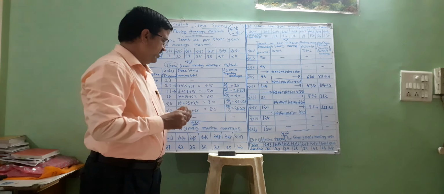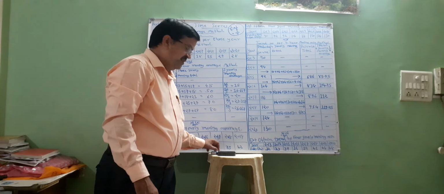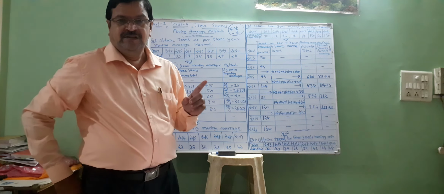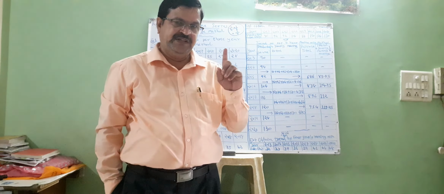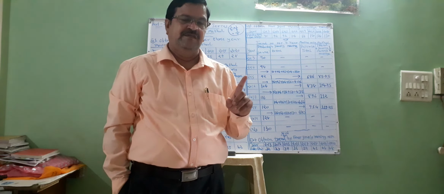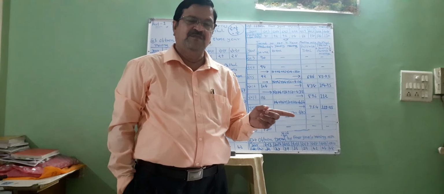So this is the easiest unit, and section F is most important for this unit.